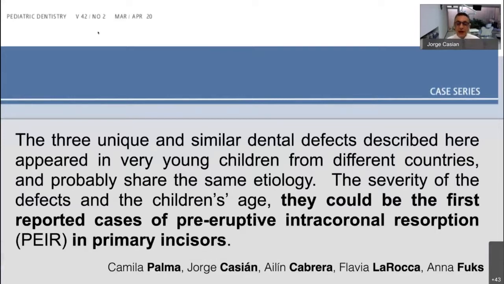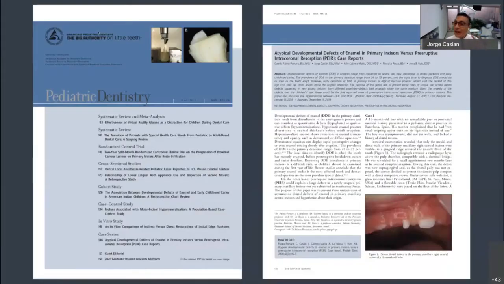These clinical cases are published in the Journal of the American Academy of Pediatric Dentistry, in April of 2020.